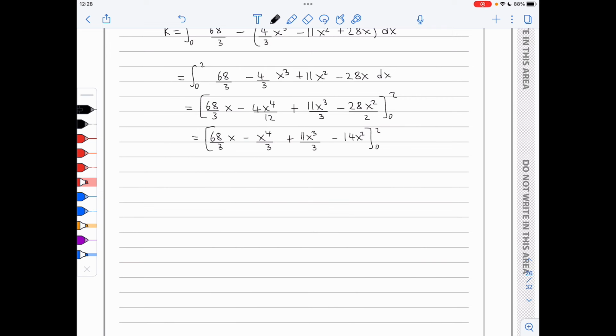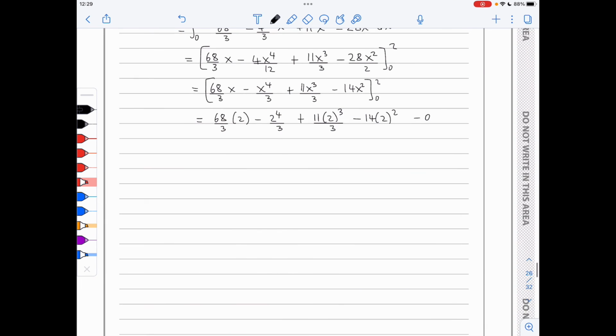So I substitute the upper limit, it's 68 over 3 times 2 minus 2 to the power of 4 over 3 plus 11 times 2 cubed over 3 minus 14 times 2 squared. And we notice that upon substituting x is 0, all of these will give me a result of 0. So the lower limit will contribute 0 to this. And then plugging everything into the calculator gives me 40 over 3 square units.